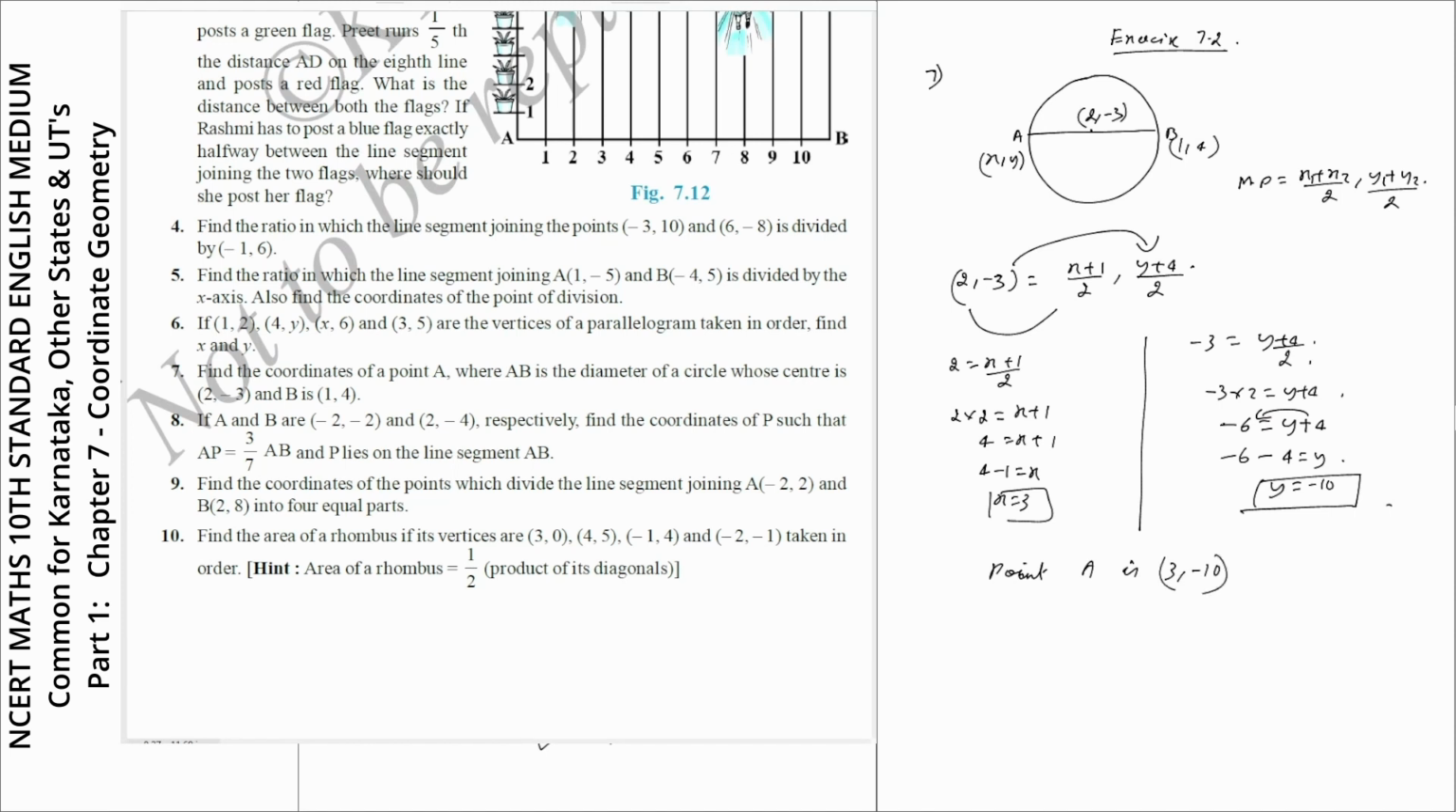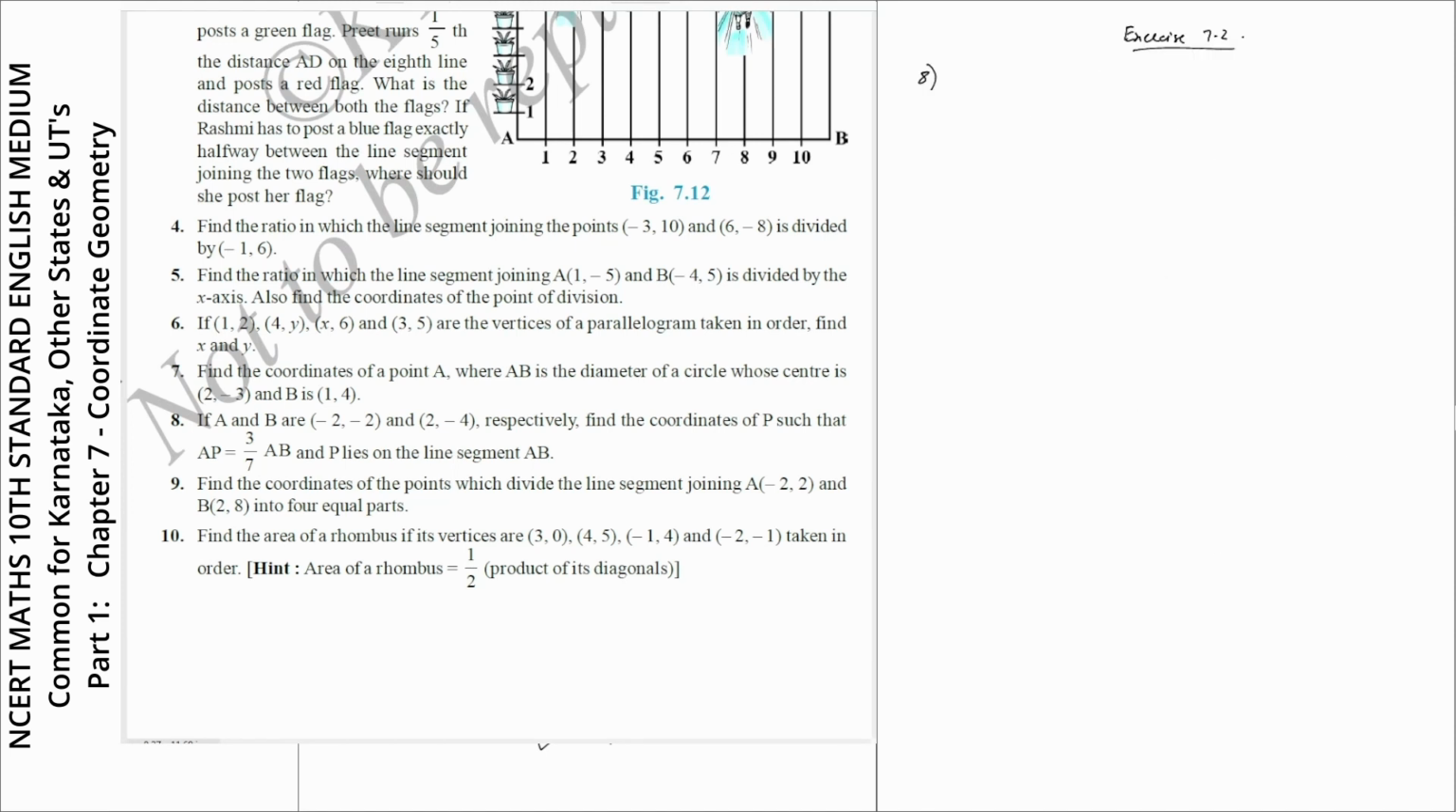Exercise 7.2, question number 8. If A and B are (-2, -2) and (2, -4) respectively, find the coordinates of P such that AP is equal to 3/7 of AB and P lies on the line segment AB.